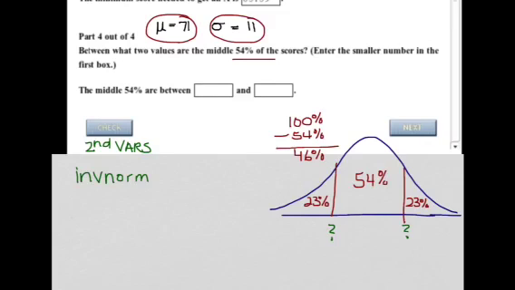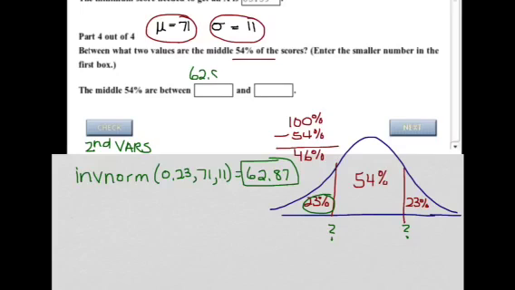So inverse norm, so we're looking for the value that cuts off the bottom 23%, so I put in 0.23, mean, standard deviation, and that gives me 62.87. So that's my lower boundary, so that's going to go here, 62.87.